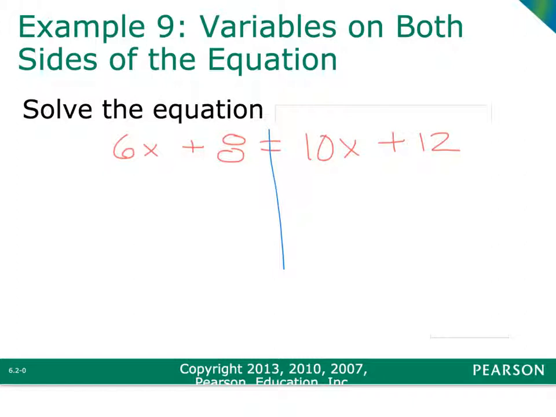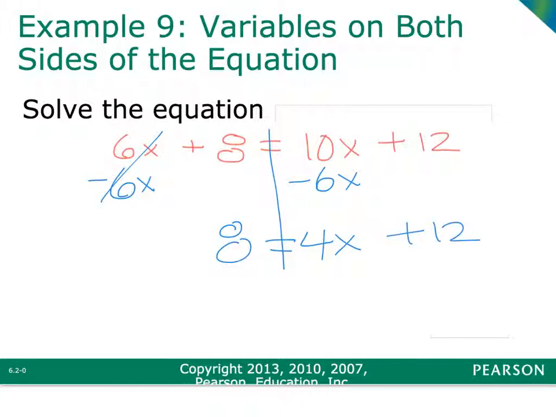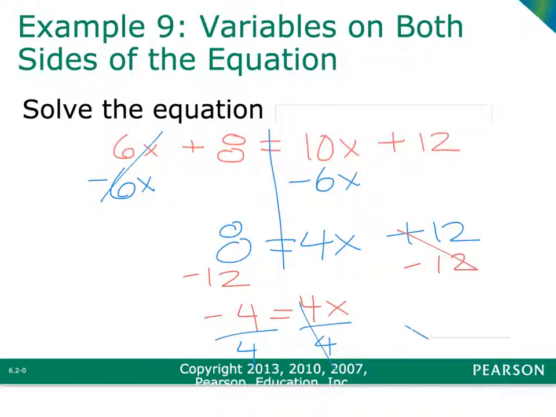Since the 6x is positive, I'm going to move it by subtracting 6x from both sides. So that's going to leave me an 8 on the left-hand side, and 10x minus 6x is 4x, and I'll have to bring down my 12. Now I need to get rid of the 12, so I'm going to do that with subtraction since it says plus 12. And I'm going to have negative 4 equals 4x. And last, I'm going to use my division property. That's going to leave me with negative 4 divided by 4. X is negative 1.